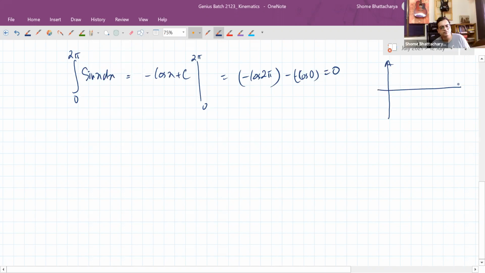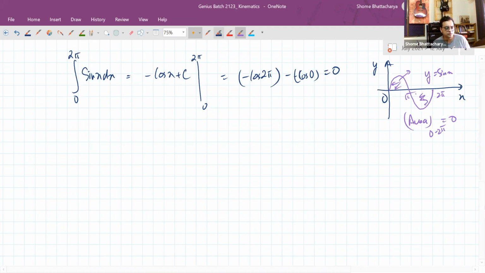Now you can analyze the graph and understand why it's 0, because of this graph of y is equal to sin x. It's giving you this area plus this area, but this area is positive, and this area is negative, and because of the symmetry they are exactly cancelling out, so that the net area from 0 to 2 pi is coming out to be 0. So this one is clear now.